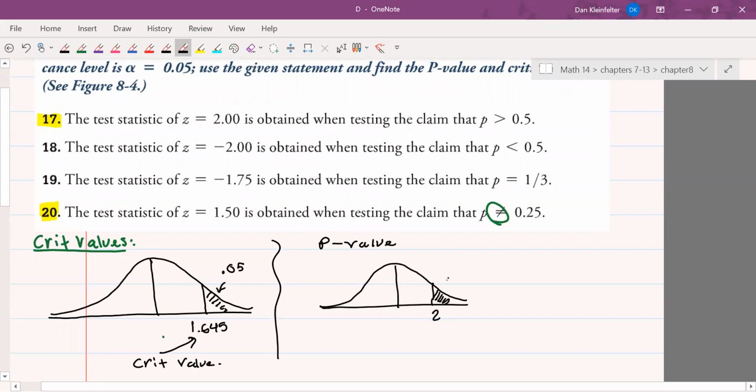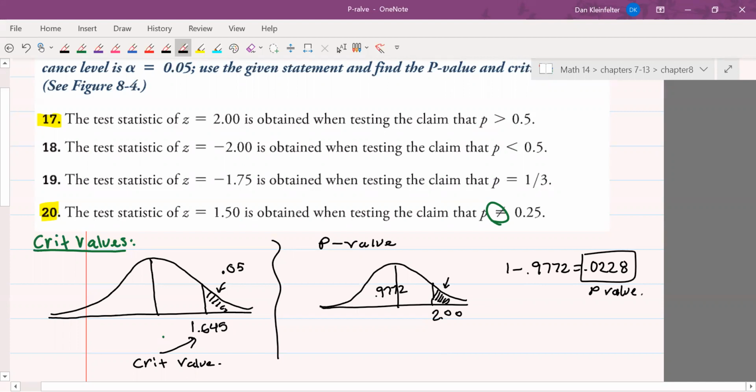So let's look in our Z table, right? We're testing a proportion, so that's the Z table, and we're given Z here. So we're going to look in our Z table for the area associated with a Z of 2.0. 0.9772 is the area to the left. So then 1 minus 0.9772, because again, we want the right tail. And so that's going to be 0.0228. So this will be our p-value.